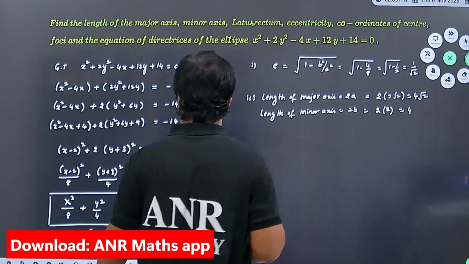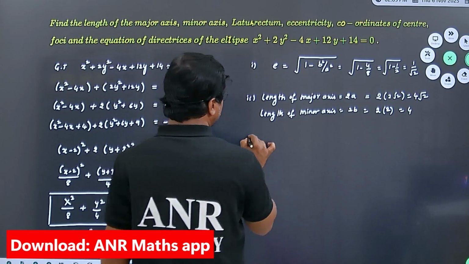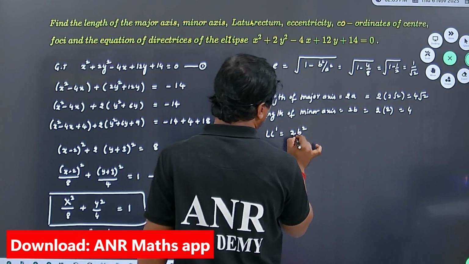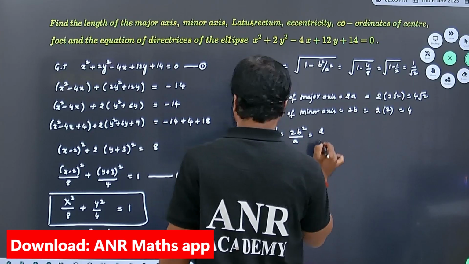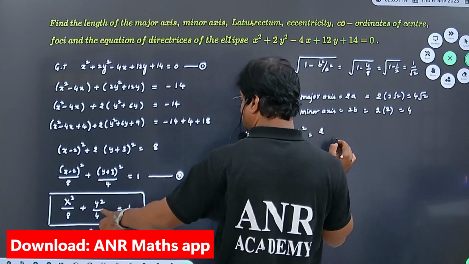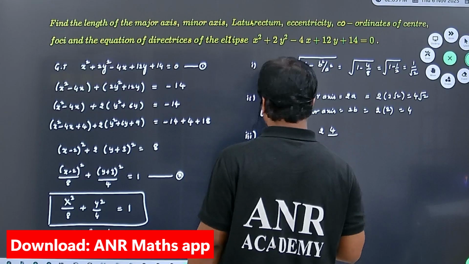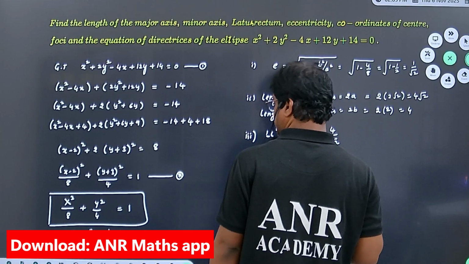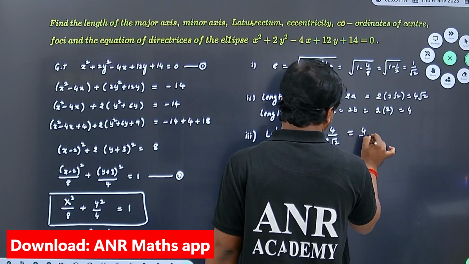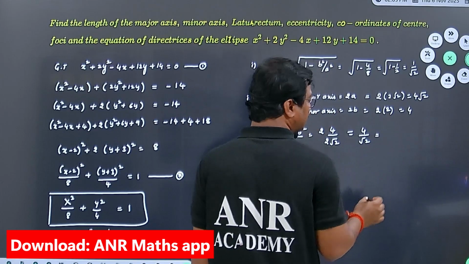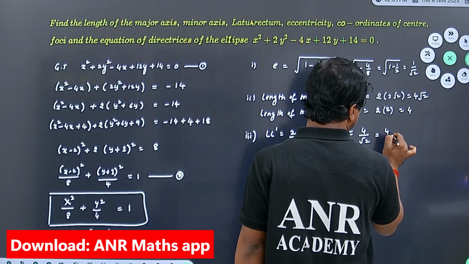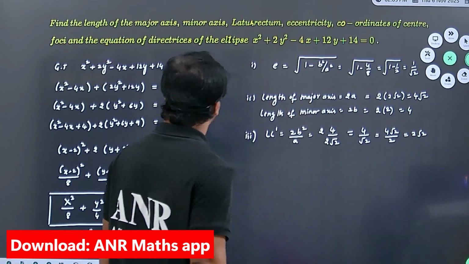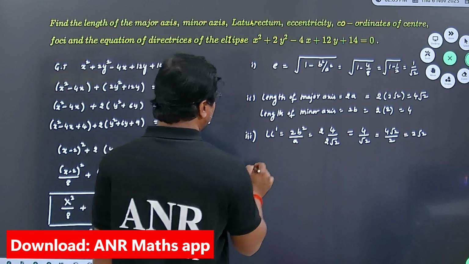Next, length of latus rectum, the third one. That is L dash, 2b square divided by a. 2 times b square 4, a value 2 root 2. So what we get, 4 divided by root 2, on rationalization it is 4 root 2 divided by 2, that is 2 root 2. Next, over to coordinates of center.